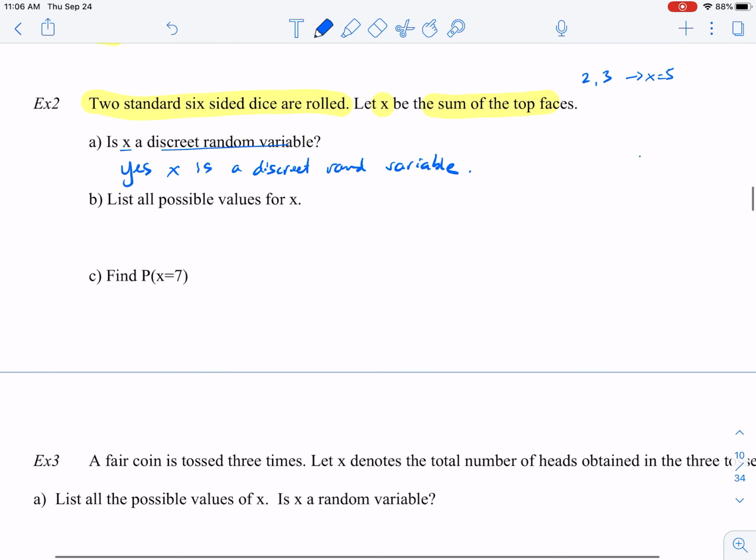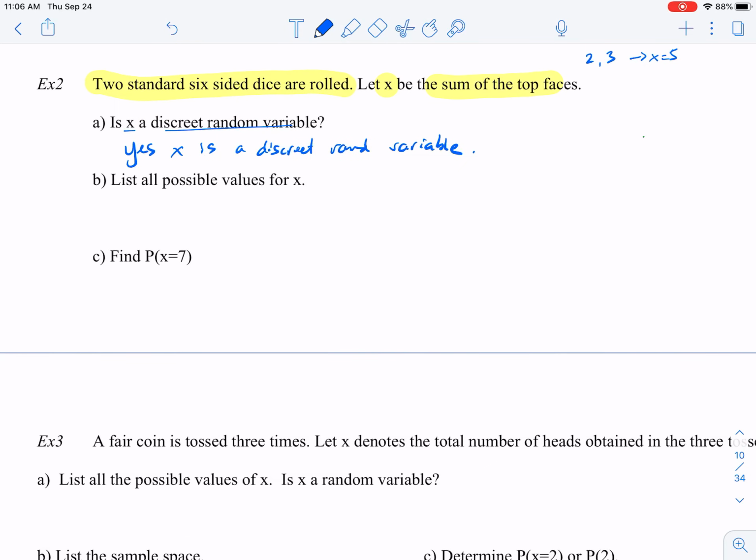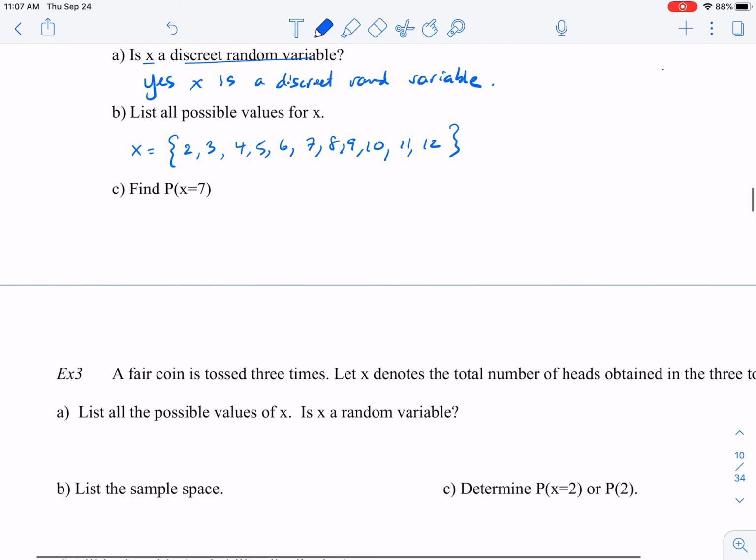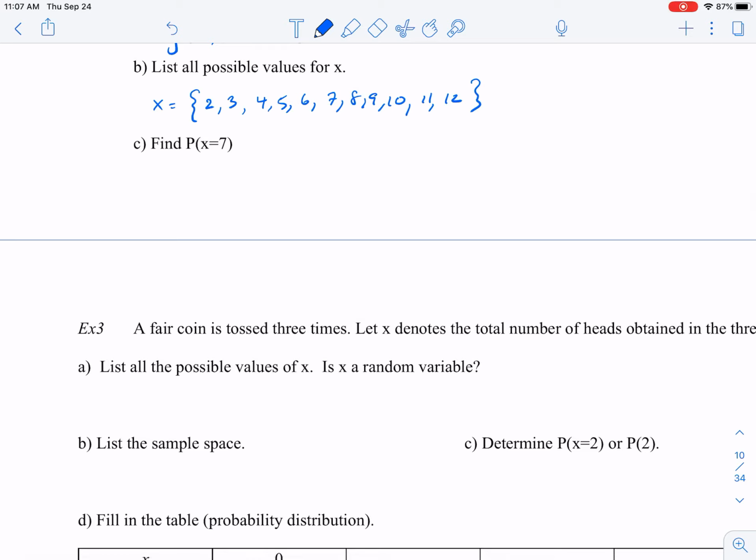Okay, list all possible values for x. If x refers to the sum of the top faces, we can have as low as 2, because that's where we had 1 and 1 for the dice to land. And then we have 3, which is 2 and 1, and then 4, 5, 6, 7, 8, 9, 10, 11, 12. 12 is the max of the top faces that we can have when 2 6-sided dice are tossed. Okay, find the probability of x equals 7, meaning find the probability of getting a sum of 7 when the 2 dice are tossed.